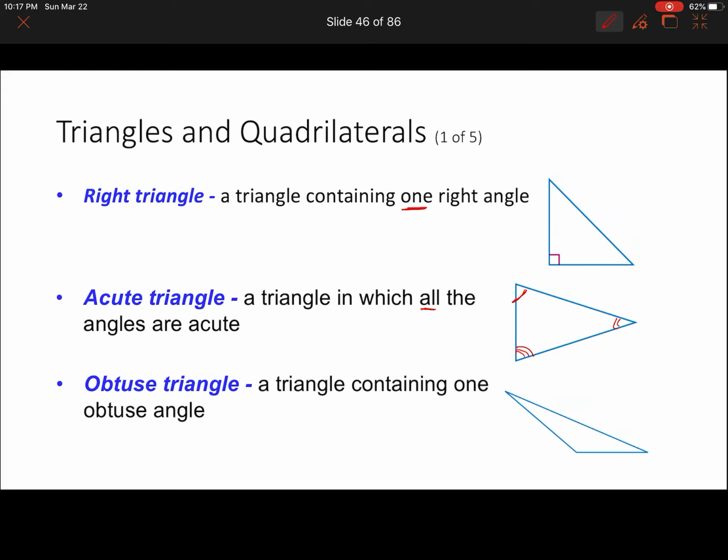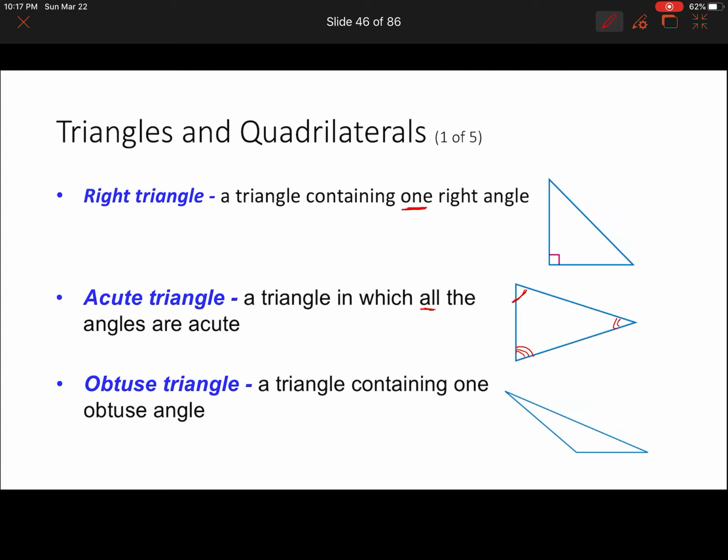So again, all the angles have to be acute for it to be an acute triangle, because every triangle is going to have at least two acute angles. It just depends on what the third one is. And so if all three of them are acute, then the triangle is considered to be an acute triangle.